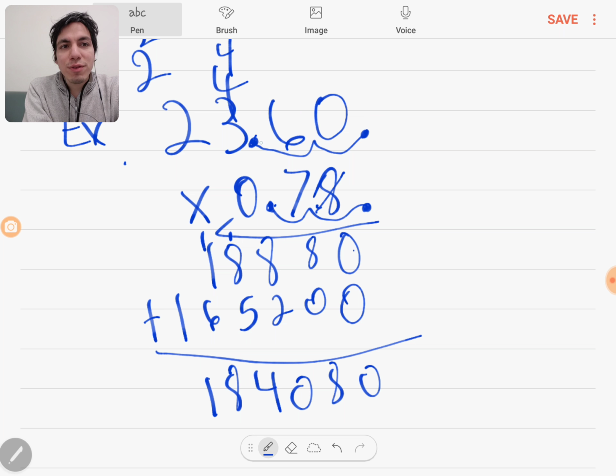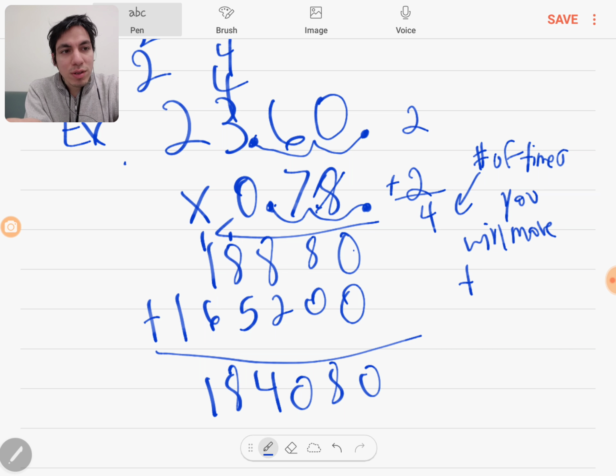I had to move that decimal point 2 times, and I also had to move the second number 2 times for the decimal point. I'm going to add these two up to get 4. This right here represents the number of times you will move the decimal point. Now, I have to move this thing 4 times.